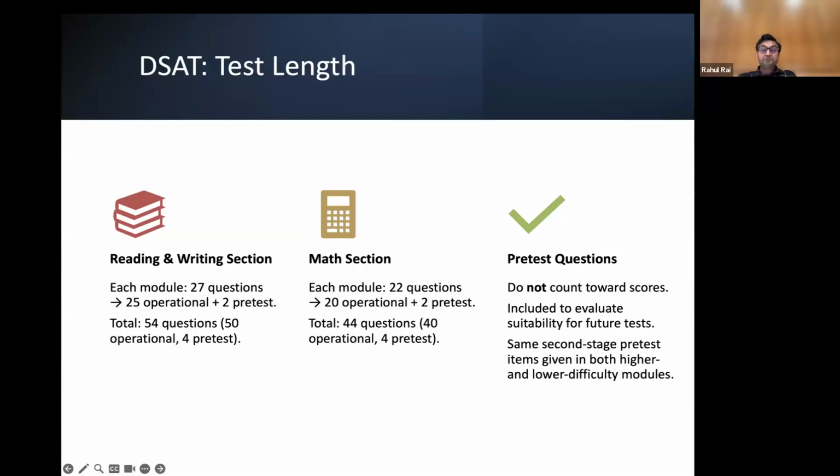Okay. Now let's talk about what the operational and pre-test questions are. In math, you have 22 questions, 20 of them are operational and 2 of them are pre-test. Okay. So operational questions are questions in each of the sections which, when you do them, your score will depend upon. So they are actual questions that your performance will be gauged on.